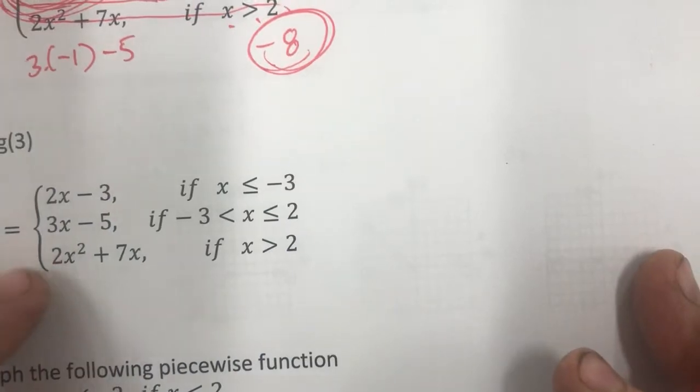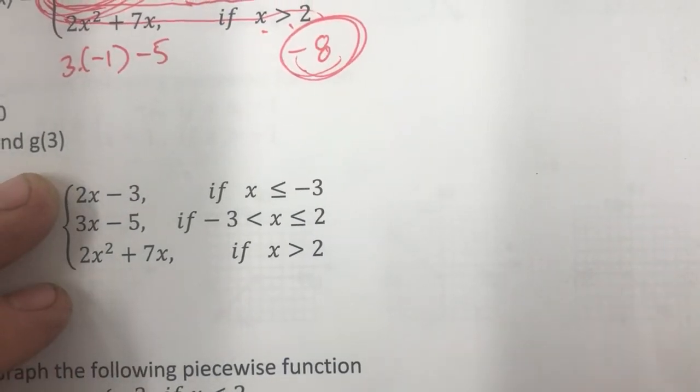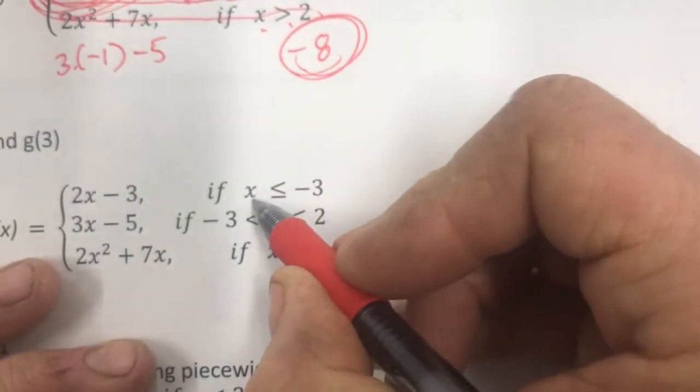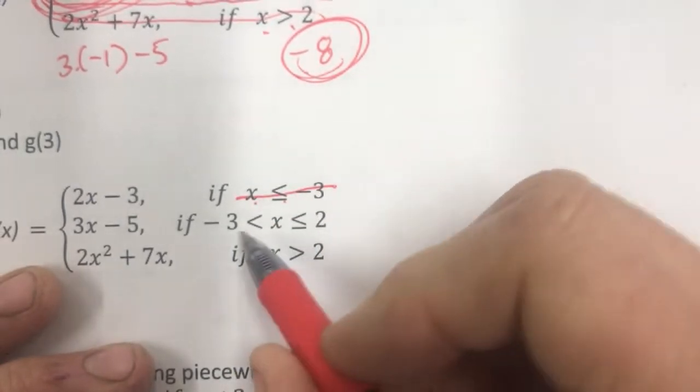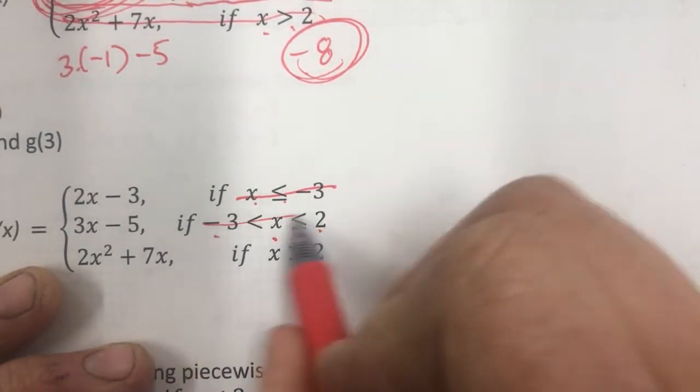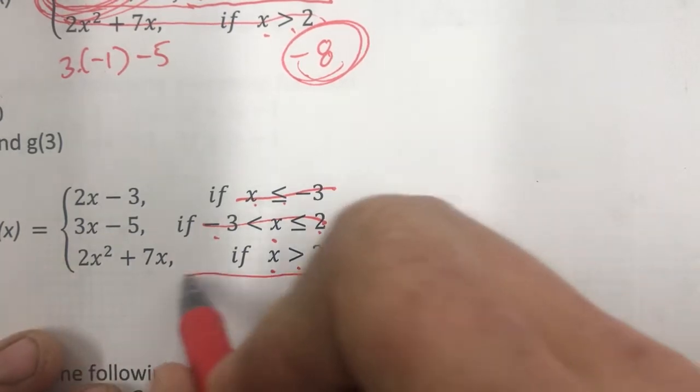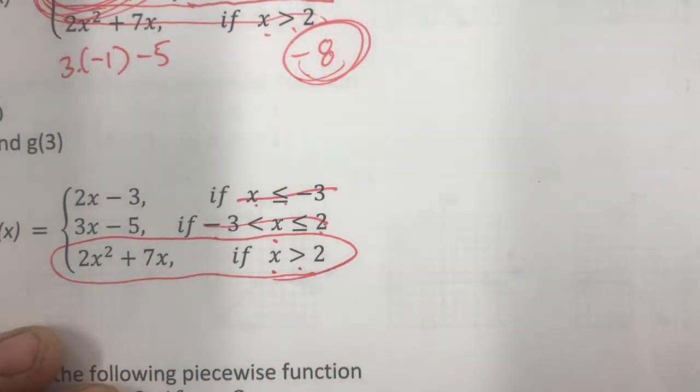What about this one? Find g of 3. All right, which piece is it? Is 3 less than or equal to -3? No. Is 3 between -3 and 2? No. Is 3 greater than 2? Yes. So there's the piece it belongs in.